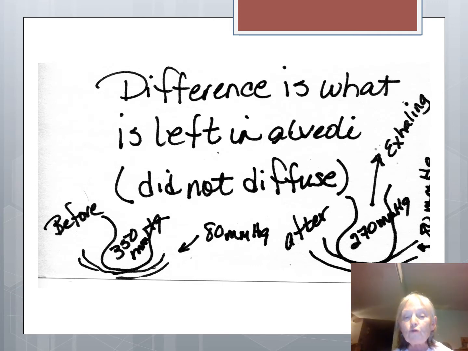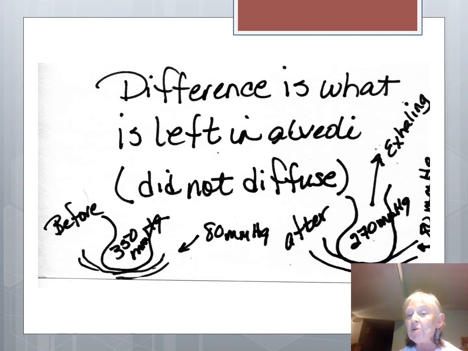And so I have my little drawing down here. Let me see if I can get my little pencil to work. Okay. What happened is that we initially started with 350 millimeters of mercury. We then diffused 80 millimeters of mercury of oxygen through the alveolar capillary membrane into the arterial spaces. When that happened, that left 270 millimeters of mercury sitting in the alveoli.